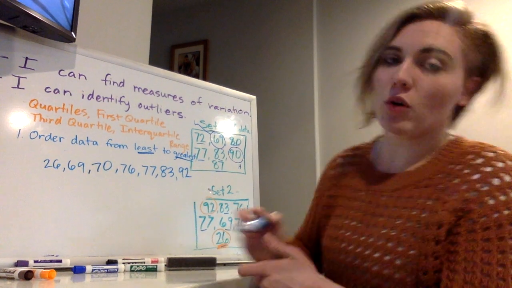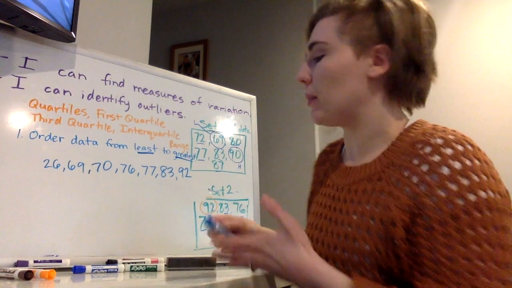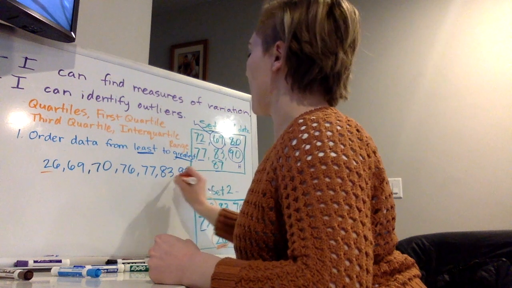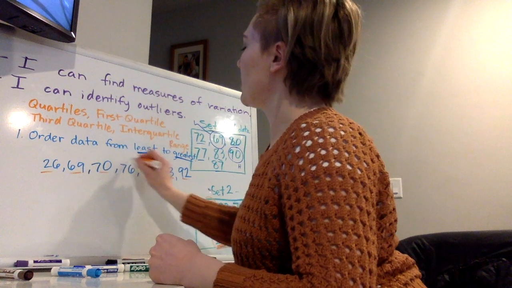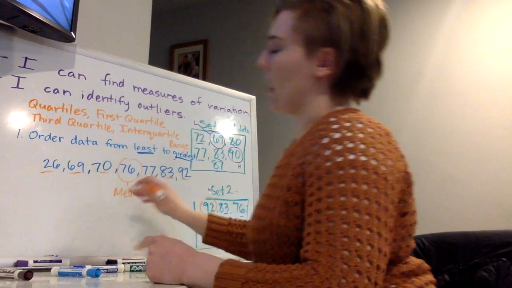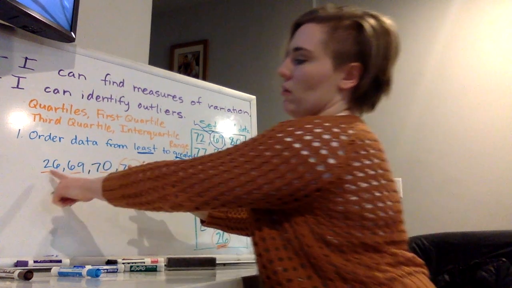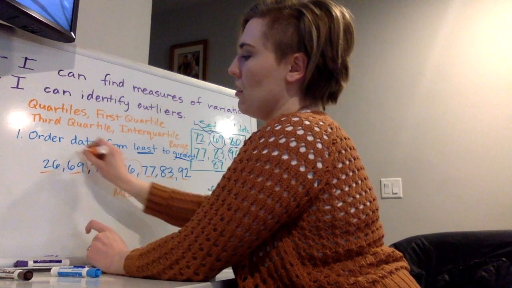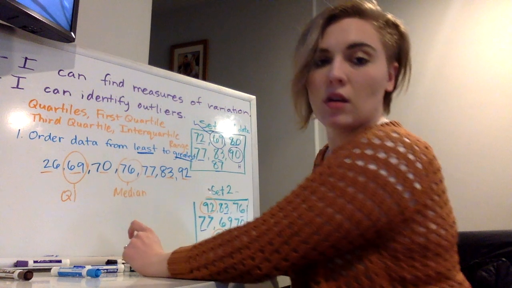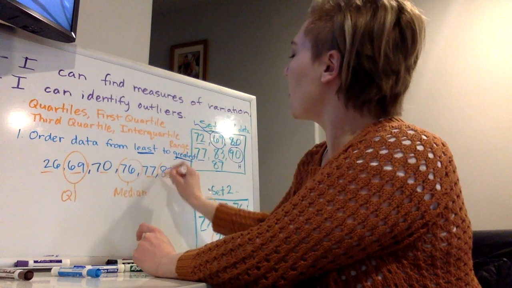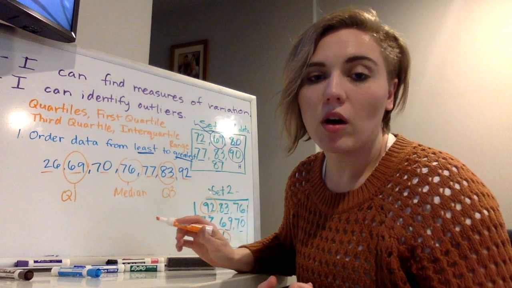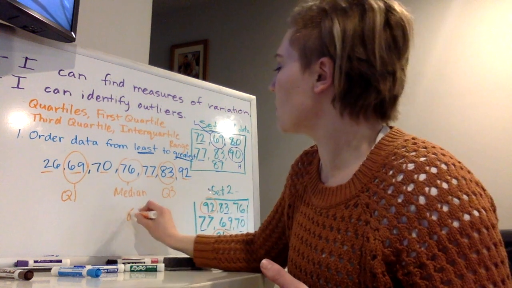Okay, so now that we have that, we need to be able to find the median. So we're going to find the median. The middle number is 76, that would be the median. And now we need to find what's in between smallest and median. It's going to be 69, that would be the first quartile. And then we would find the third quartile. And then now that we know what the first and third quartile is, we would subtract them.